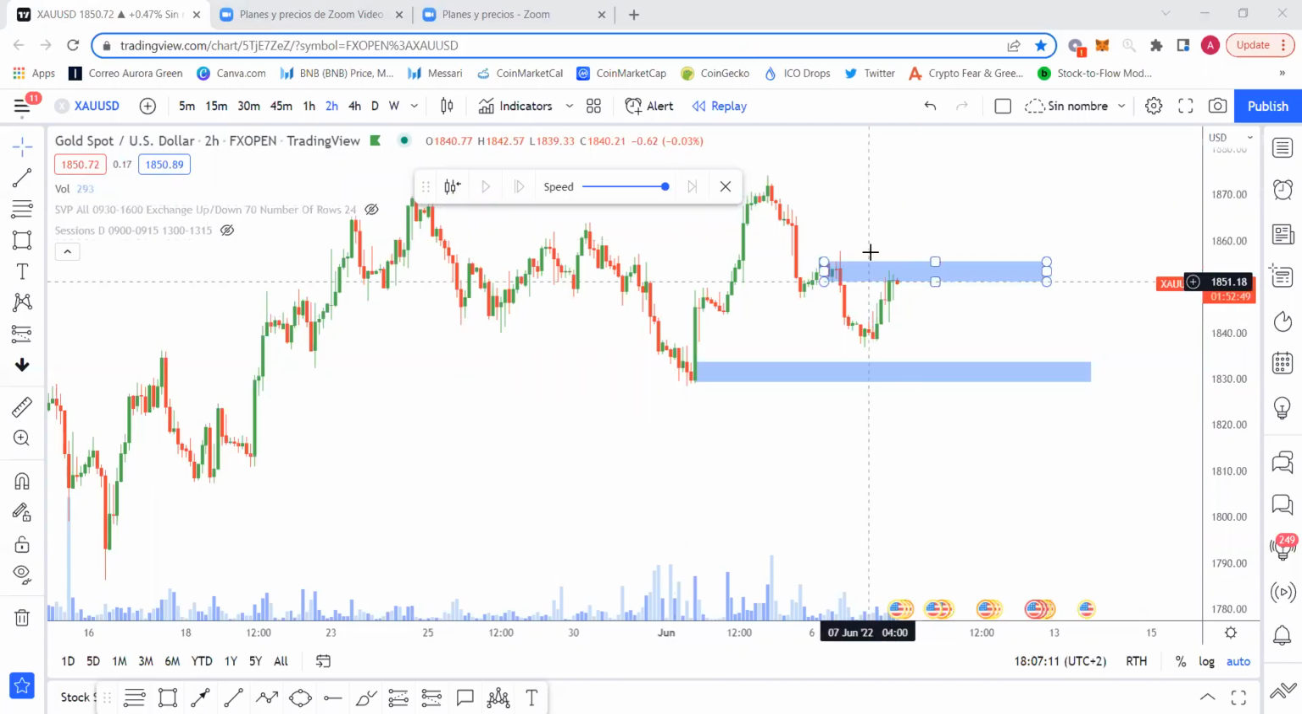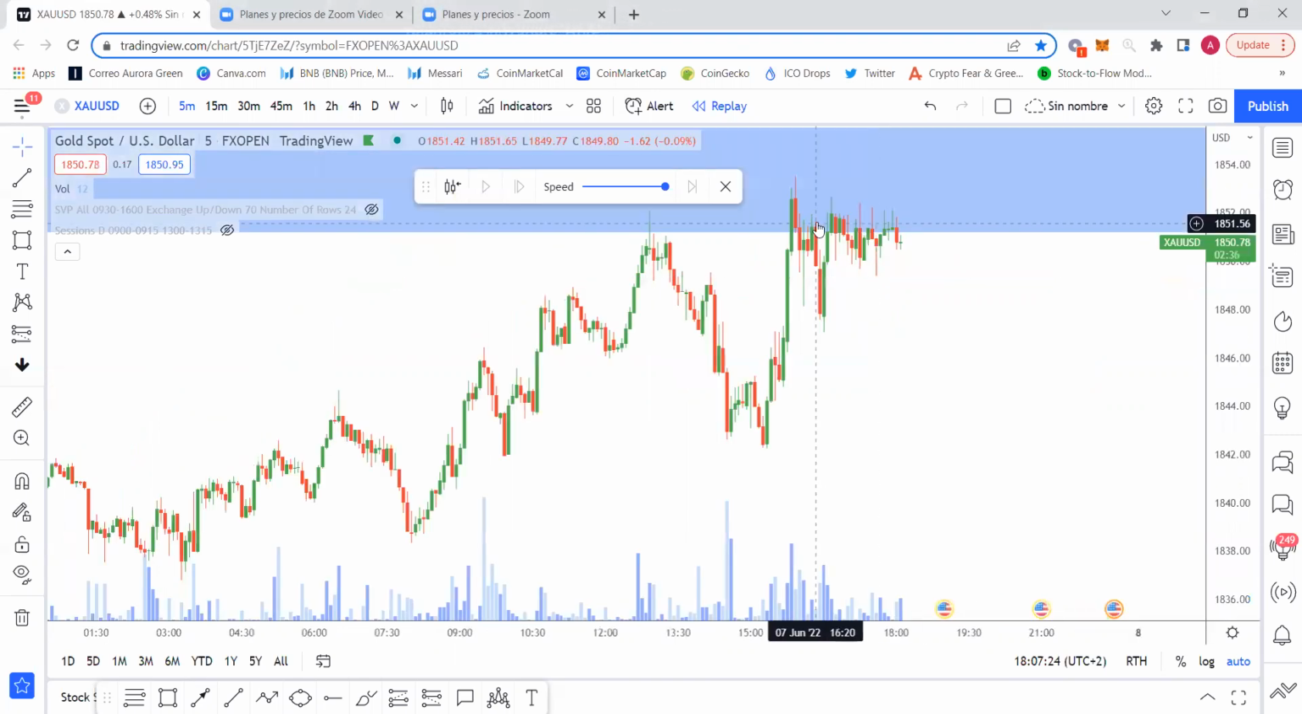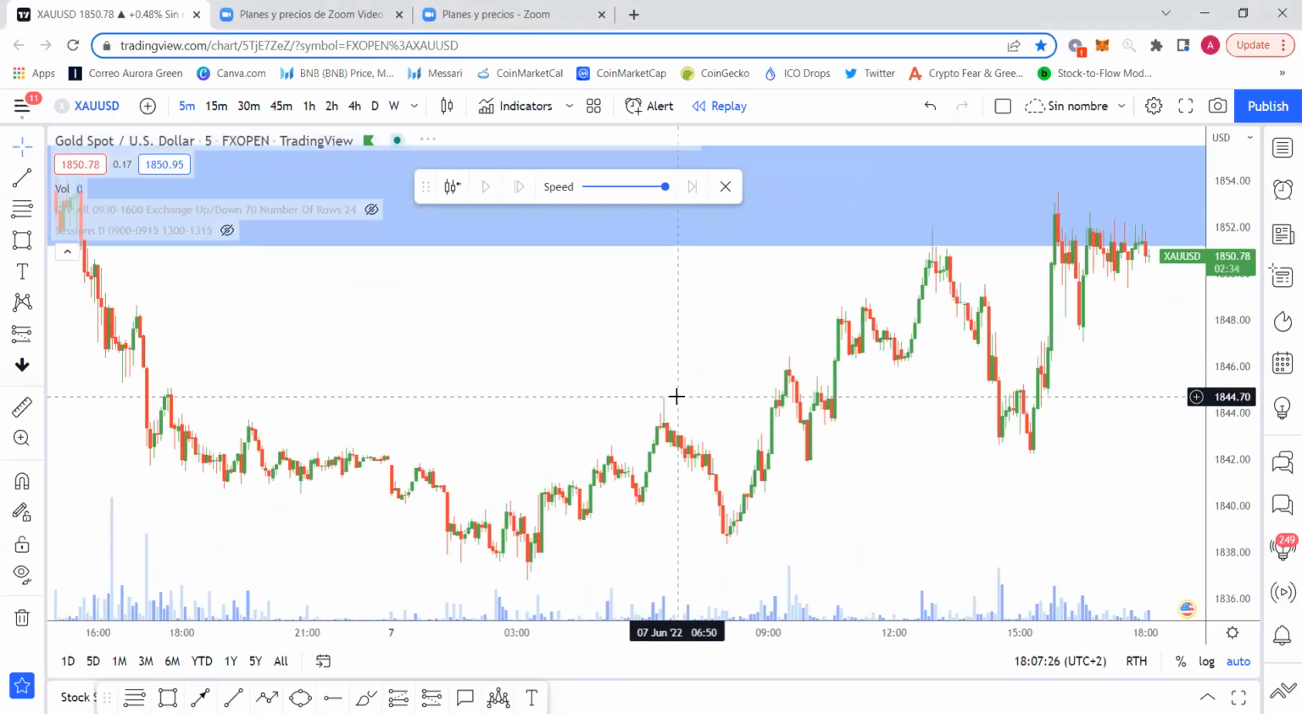Like it is good if you see a 2-hour supply zone, okay? Then you wait for price to reach the 2-hour supply zone. Then you look into the 5-minute to look for a supply zone inside the supply zone. This is completely fine, okay?